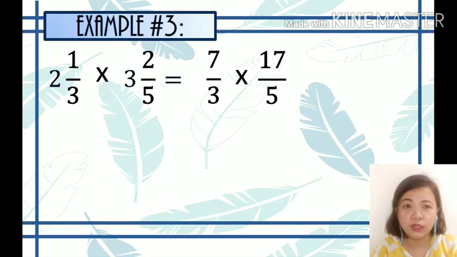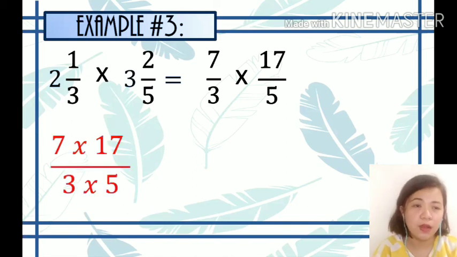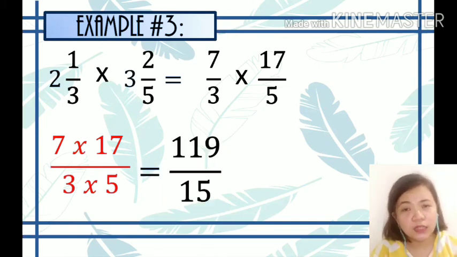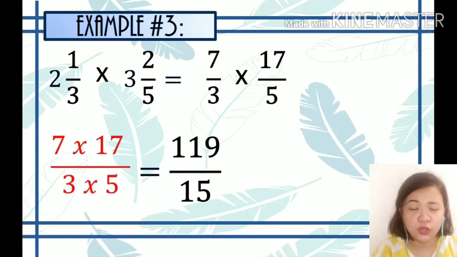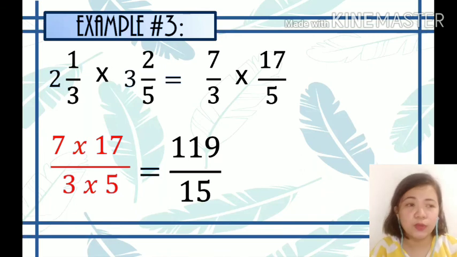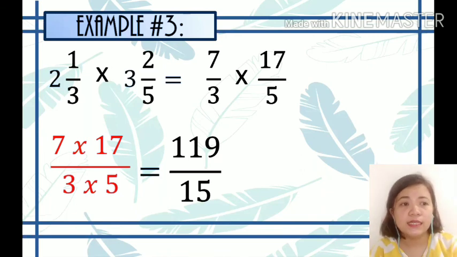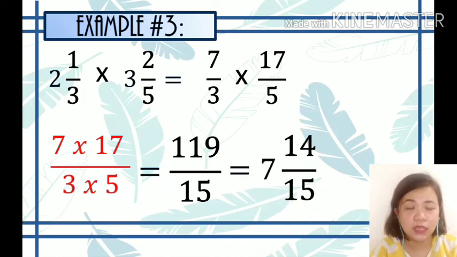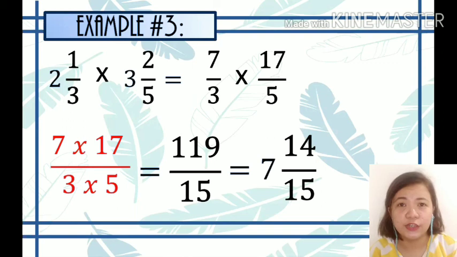Afterward, we can proceed to what we were doing a while ago. Multiply the numerator by numerator, then denominator by denominator. So we could come up with 119 over 15. Since 119 over 15 is an improper fraction, we're going to change it into a mixed number again. We're just going to divide 119 by 15. We come up with a final answer that is 7 and 14/15. Again, since 14/15 here is already in its lowest term, that would become the final answer.